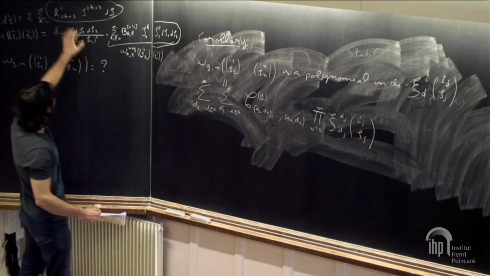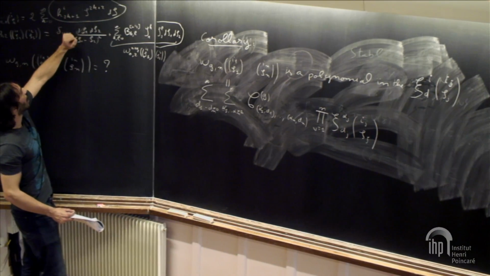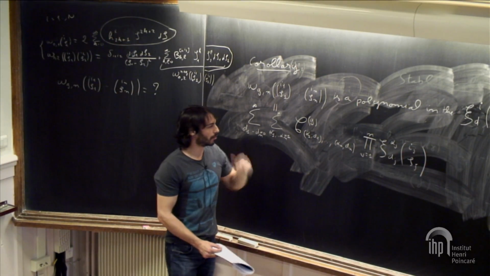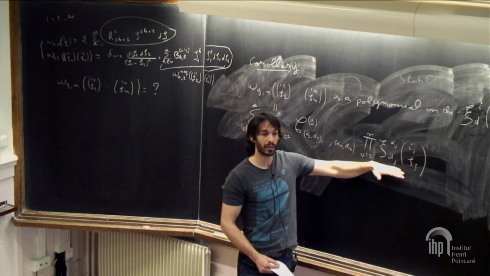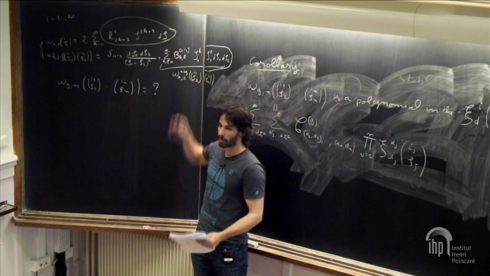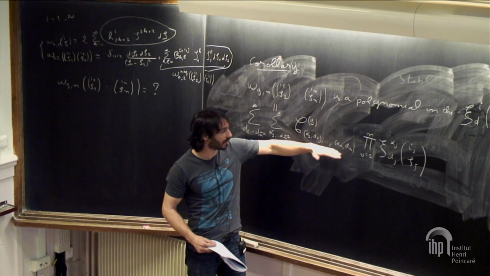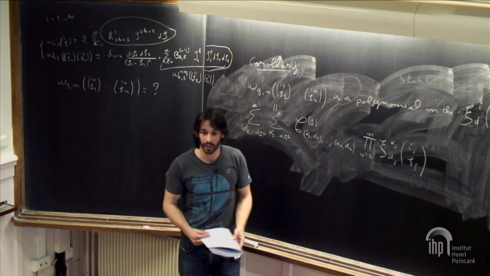I started from something which was depending on an infinite number of parameters. Now I recast the information into two parts. One part, which is this part, which indeed depends on an infinite number of parameters, and another part, which is just a coefficient of a polynomial, let's say.